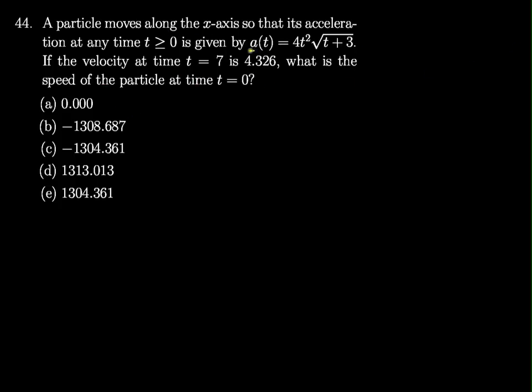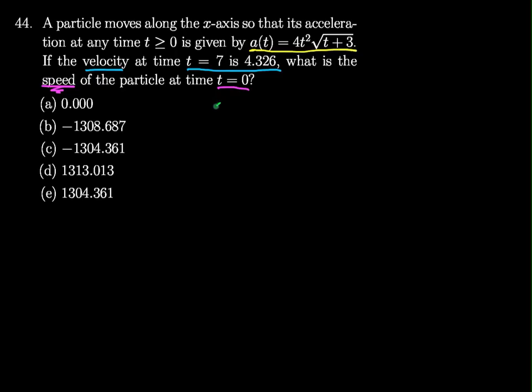I'm given the acceleration function. I have the condition that at time t equals 7, the velocity is 4.326. And I'm looking for the speed. That's going to be very important. Speed is like velocity, but not exactly the same, at t equals 0. Okay, so what I should know is this.